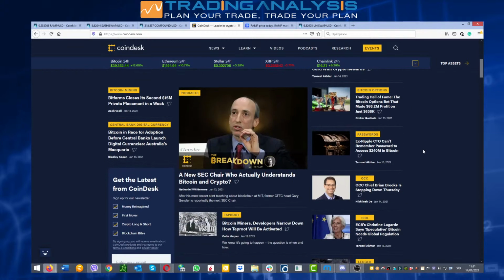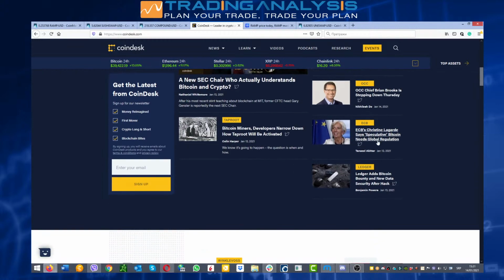I also read this news, which is kind of good, because I think that we will see more and more regulation regarding the crypto space. As you can see, here is the chairman of the European Central Bank, Christine Lagarde. She's saying that speculative Bitcoin needs global regulation. That's good. Regulation is going to put the space on the map for the majority of people. I think that's fine. I just don't want to see some regulation which will hurt the free flow of these cryptos.